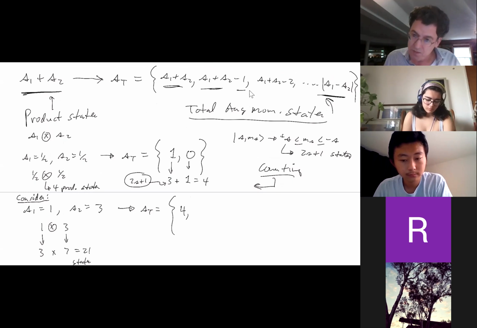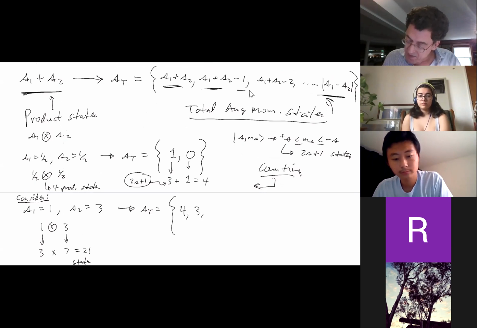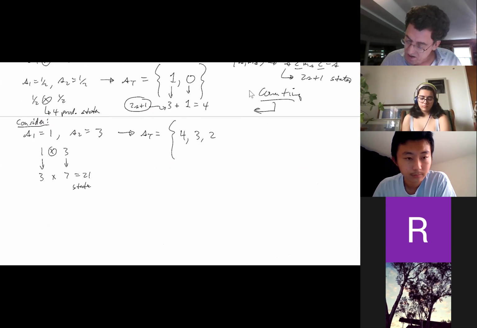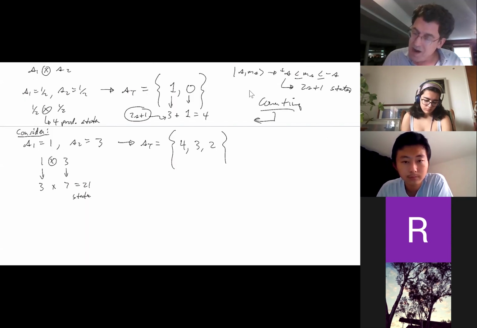So what's the next possible one? 3 and then 2. And are there any more? No. That's right. There's no more because that is the difference, because 3 minus 1 is 2. So that's the bottom. So these are the possible total angular momentums you can get by adding these angular momentums.